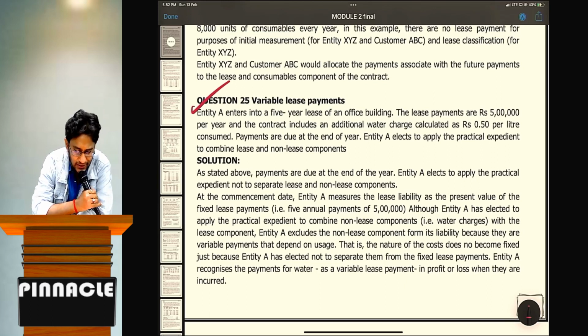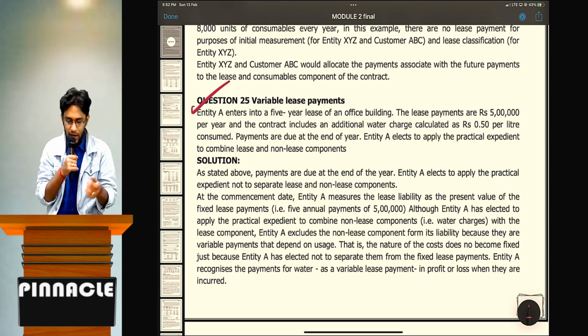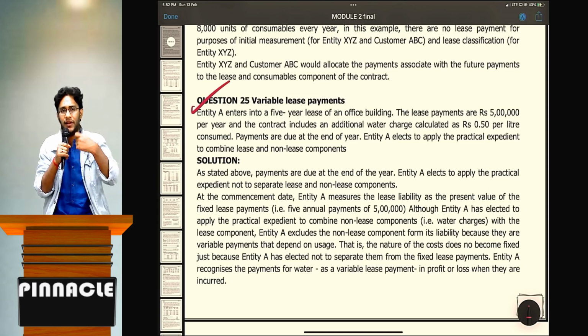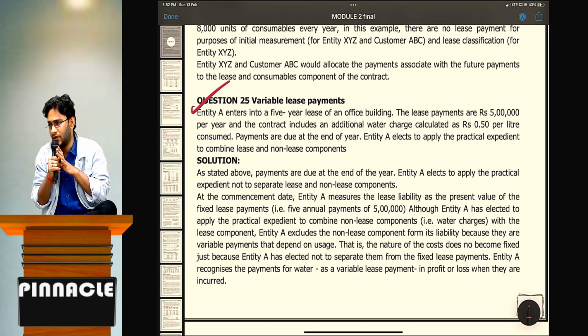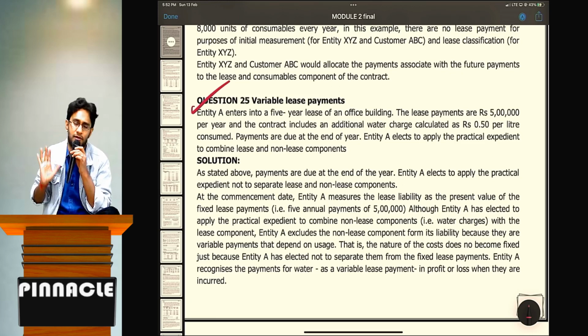Entity A enters into a 5 years lease of an office building. The lease payments are rupees 5 lakhs per annum, and the contract includes an additional water charge calculated at rupees 0.50 per liter consumed. Payments are due at the end of the year. Stop there. Sir, I took a building. For the building I have to pay 5 lakhs every year, plus for extra water consumed, for every liter of water I have to pay 50 paise.